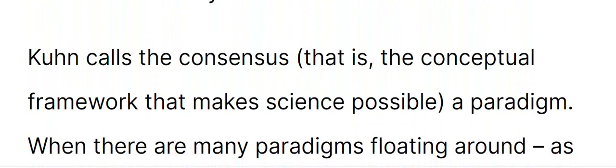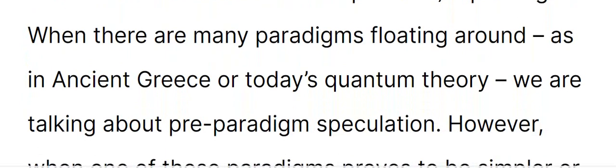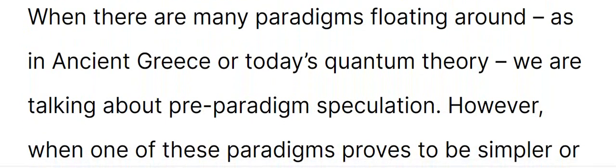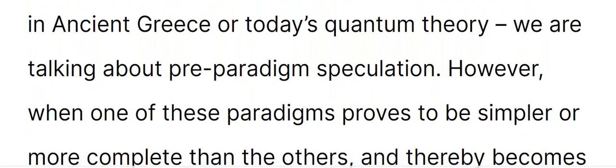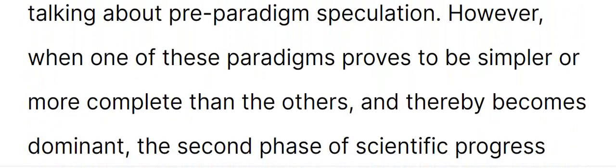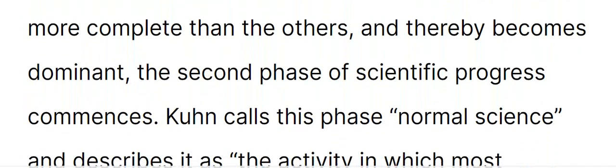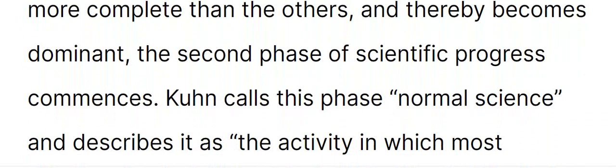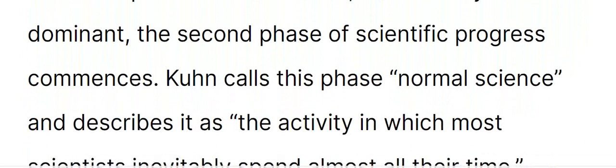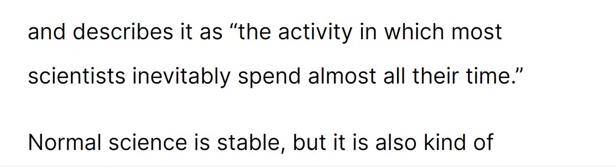When there are many paradigms floating around, as in ancient Greece or today's quantum theory, we are talking about pre-paradigm speculation. However, when one of these paradigms proves to be simpler or more complete than the others, and thereby becomes dominant, the second phase of scientific progress commences. Kuhn calls this phase normal science and describes it as the activity in which most scientists inevitably spend almost all their time. Normal science is stable, but it is also kind of predictable.